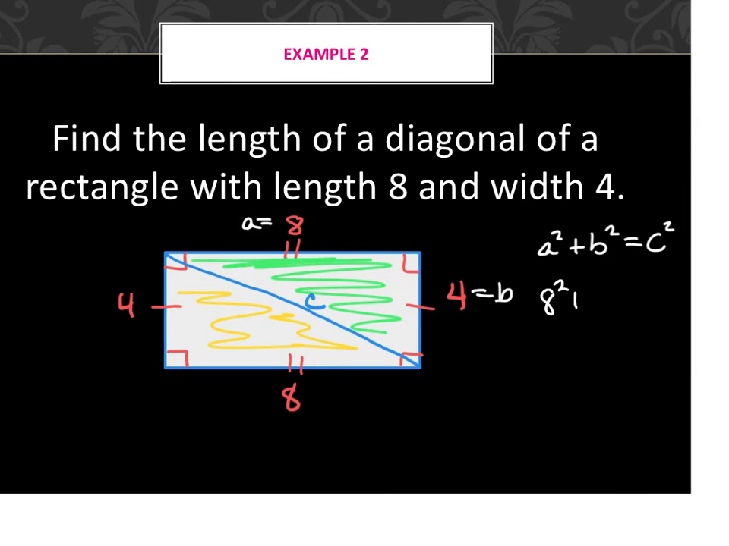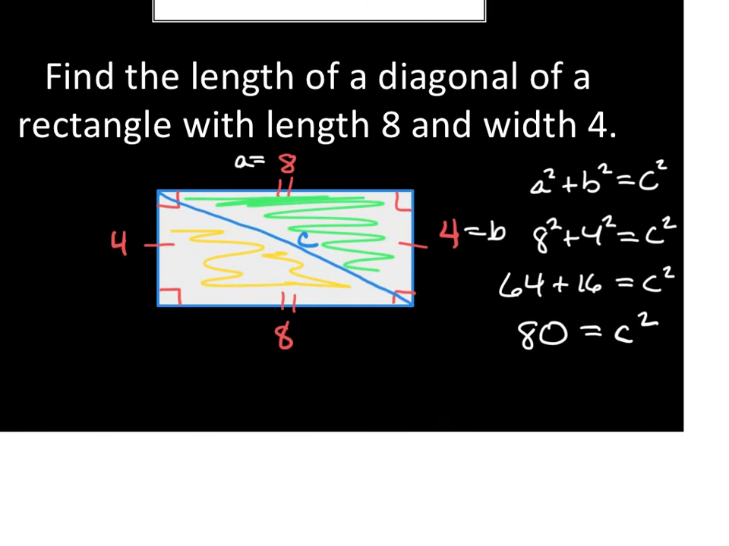8 squared plus 4 squared equals C squared. 64 plus 16 equals C squared. 64 plus 16 is 80. In order to find C, I need to square root both sides. So C is equal to the square root of 80, but now I need to break down the 80.